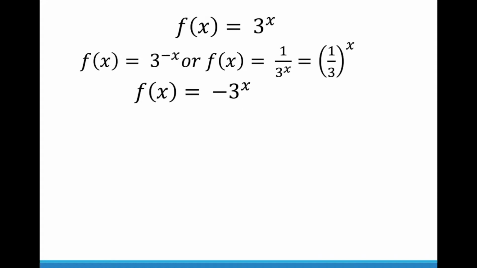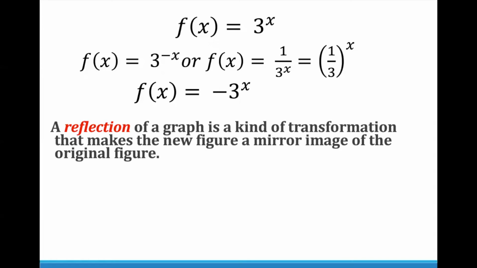So what if you have f of x equals 3 raised to x? What will happen if we have f of x equals 3 raised to negative x, or 1/3, and negative 3 raised to x? So the following will give the reflection of the graph. This is a kind of transformation that makes the new figure a mirror image of the original figure.